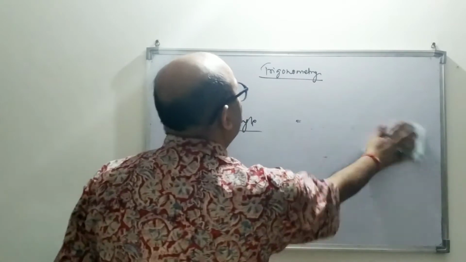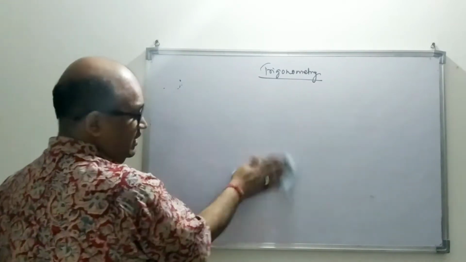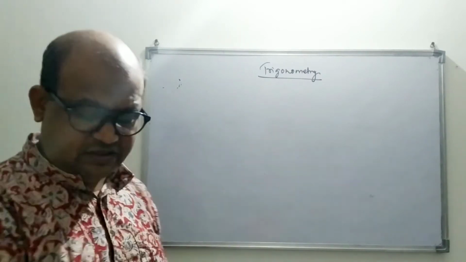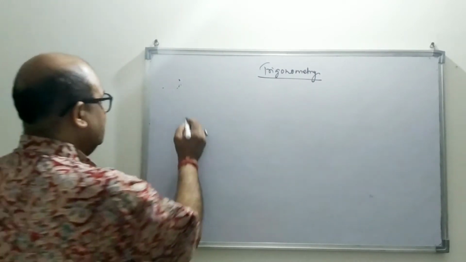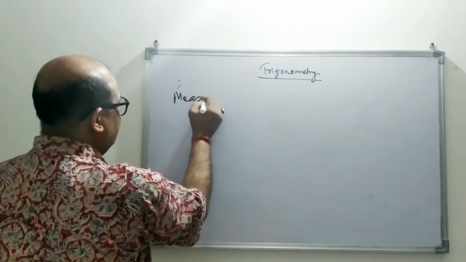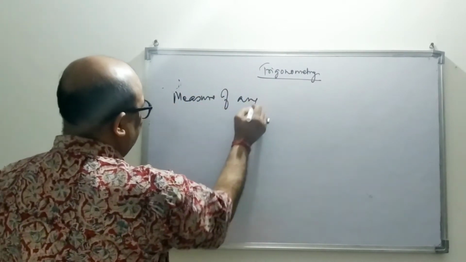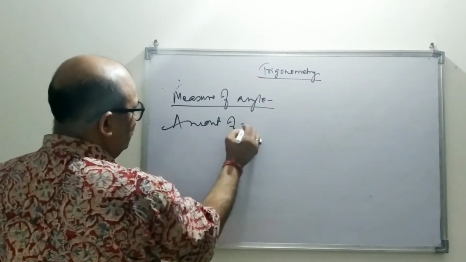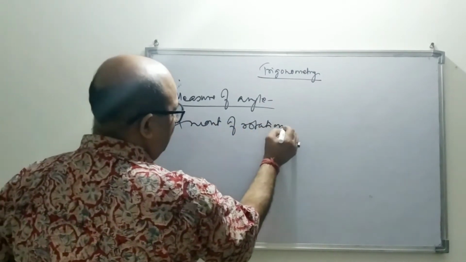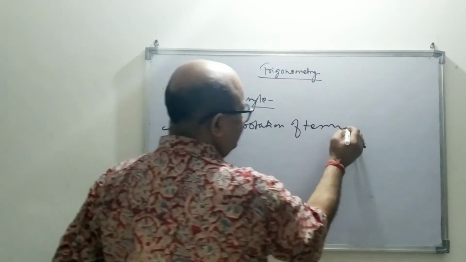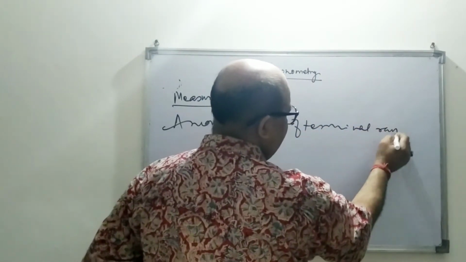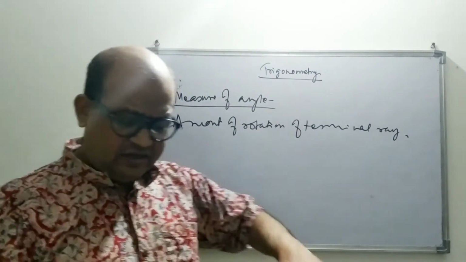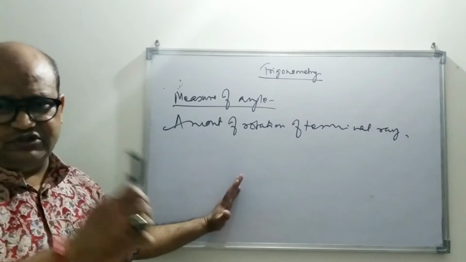Now we'll go to measure of angle. What is measure of angle? The measure of angle is the amount of rotation. Amount of rotation of terminal ray. The amount of rotation of the terminal ray to get terminal ray from its initial position.